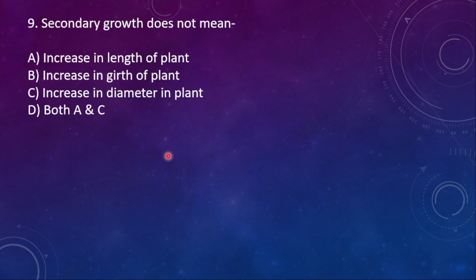Ninth question. Secondary growth does not mean: A, increase in length of plant; B, increase in girth of plant; C, increase in diameter of plant; D, both B and C. So here the right option is option A. Secondary growth doesn't mean an increase in the length of the plant.